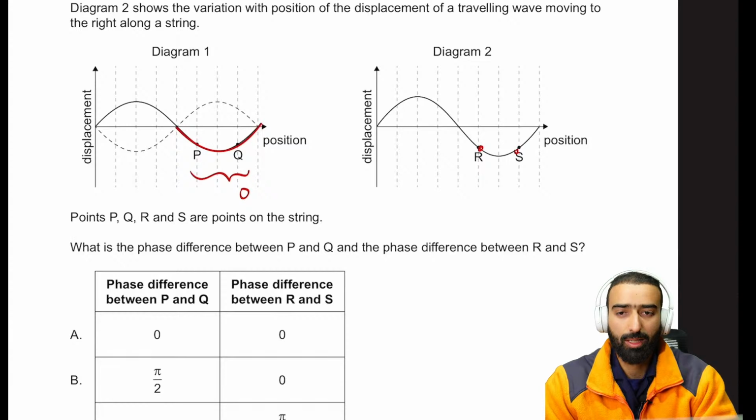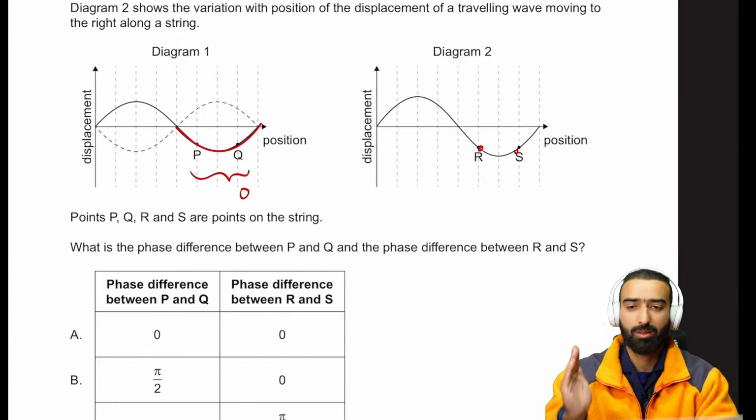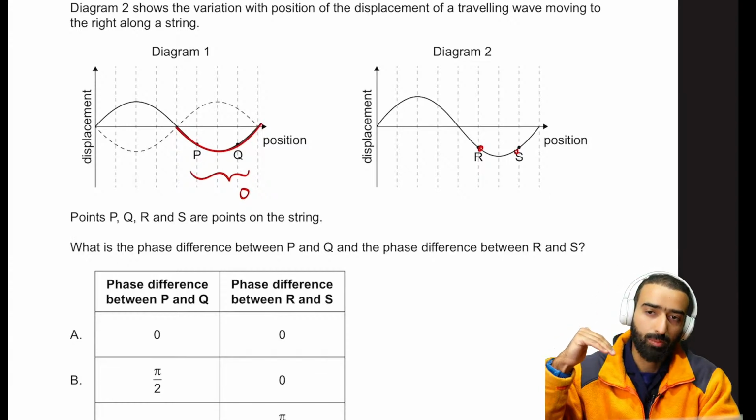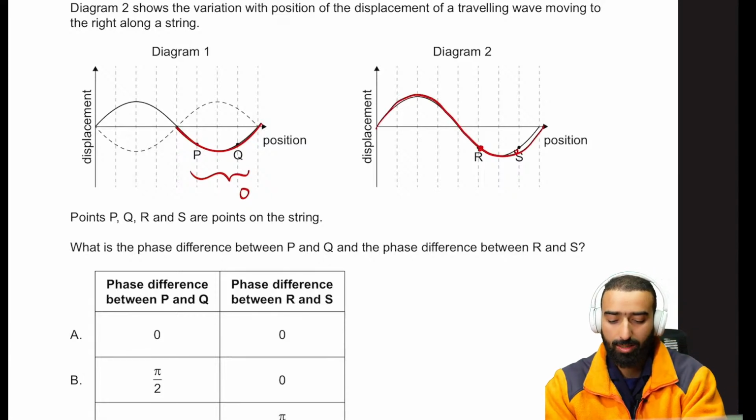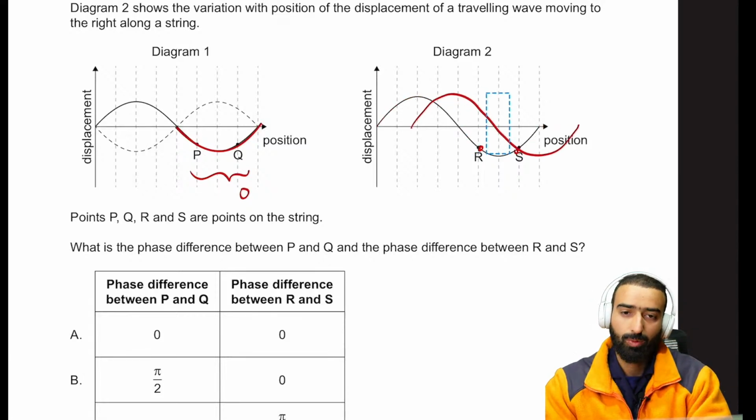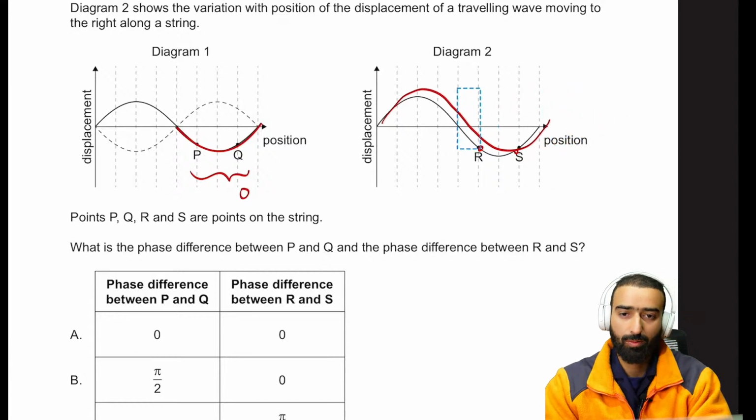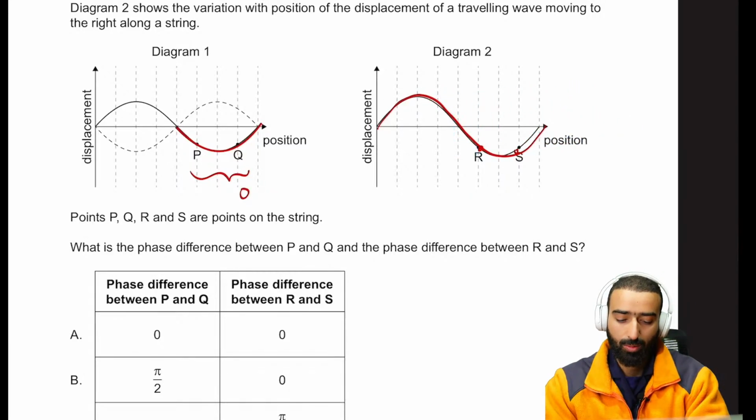This is a traveling wave. What's a traveling wave? A traveling wave is a wave that moves. It's not like a standing wave. So if we have a crest and a valley, what happens is that the wave will move forward. That's the traveling wave. All right. Now what's the phase difference?